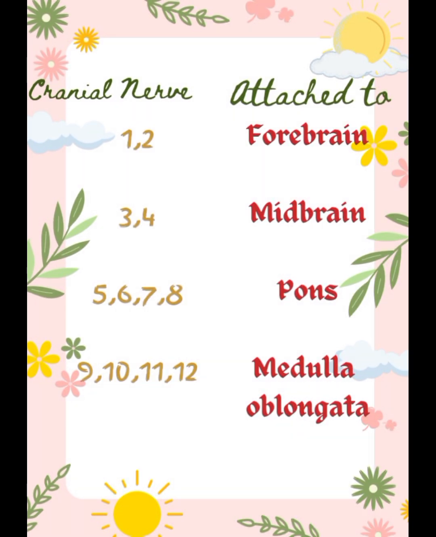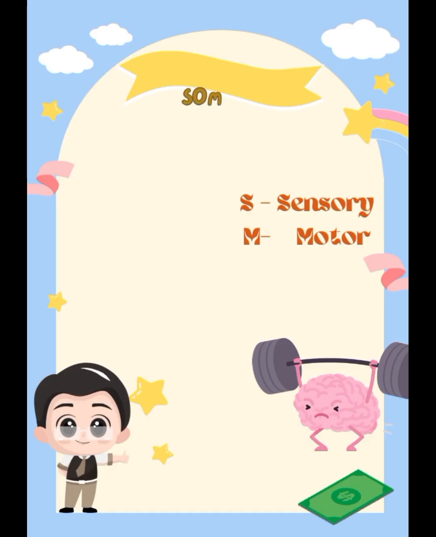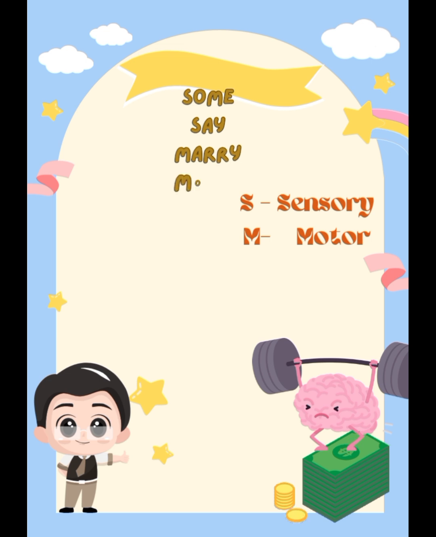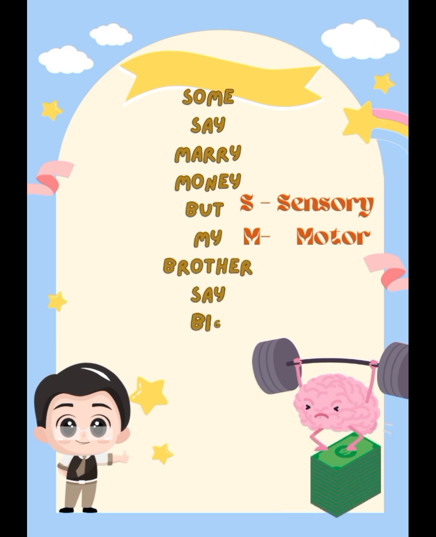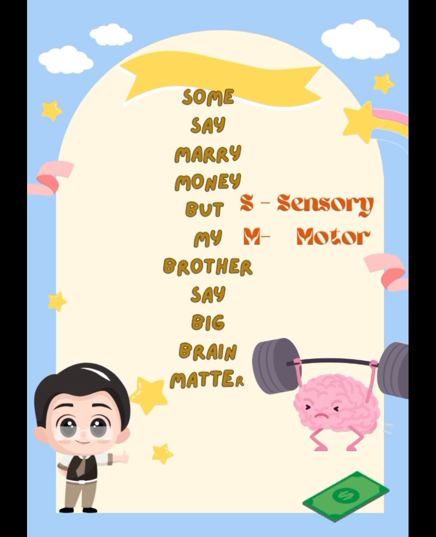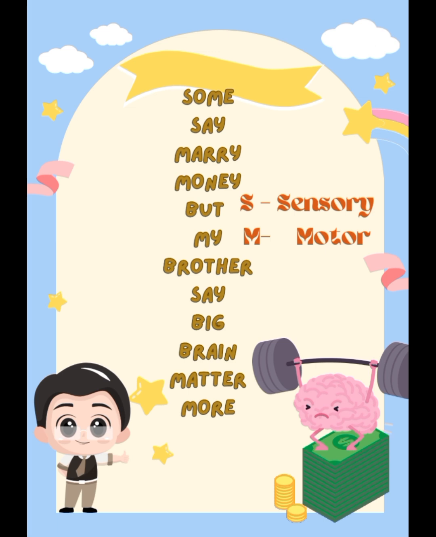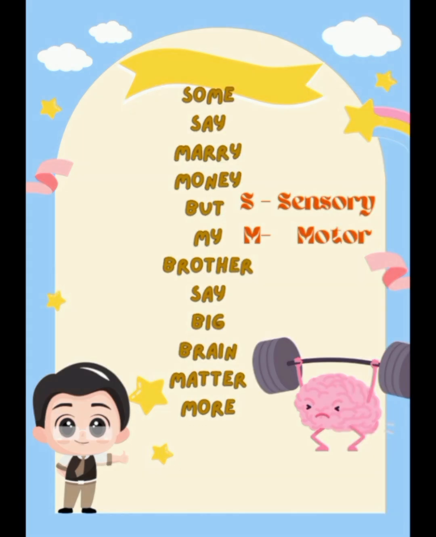Okay, now we'll come to the action of each nerve. Which nerve is sensory, which is motor, which is mixed, or both. There is a mnemonic for that, and it's actually pretty easy to remember. Mnemonics are better for it. So what's the mnemonic? Some say marry money, but my brother says big brains matter most. So S is for sensory, M is for motor, B is for both or mixed.